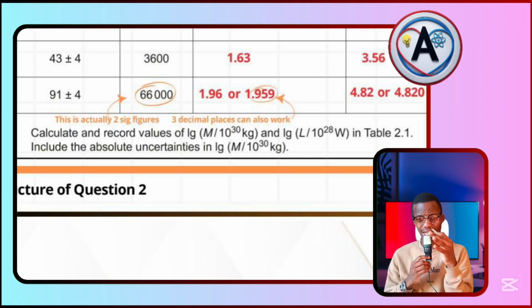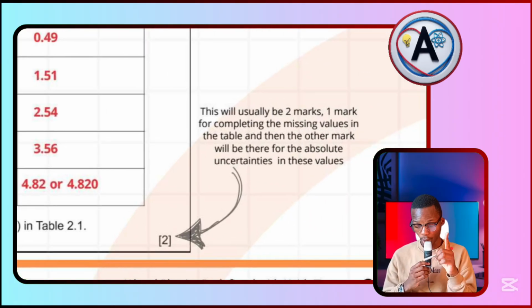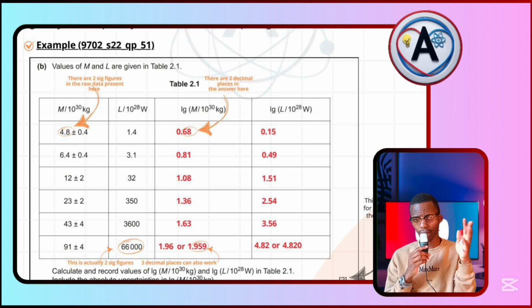Uncertainties we're going to cover in the next video, so please be patient. But this is always going to be 2 marks whenever you tackle a paper 5. 1 mark will be for completing the missing values, then the other mark will be for putting the uncertainties that will be required in the table. So in this video, we're going to be talking about calculating and recording those values. We've been asked to calculate and record values of log M and log L.